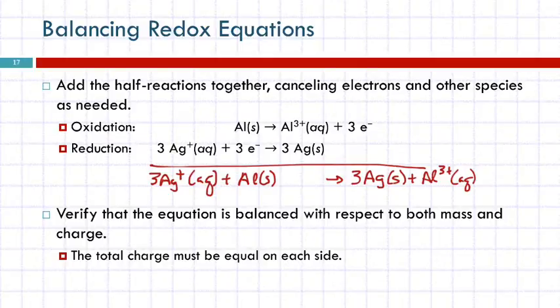You have to double check. Is it balanced with respect to mass? We've got 3 silvers and 3 silvers, 1 aluminum, 1 aluminum. Yes. Is it balanced with respect to charge? Total charge on the left side, plus 3. Total charge on the right side, plus 3. It's balanced. Any questions?